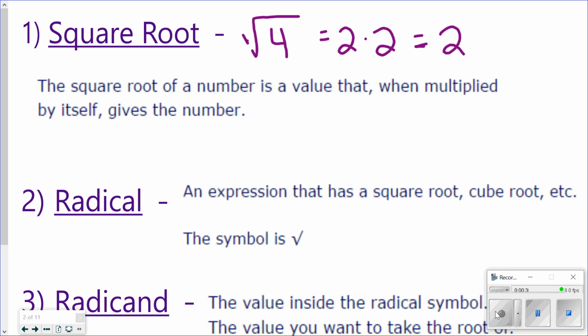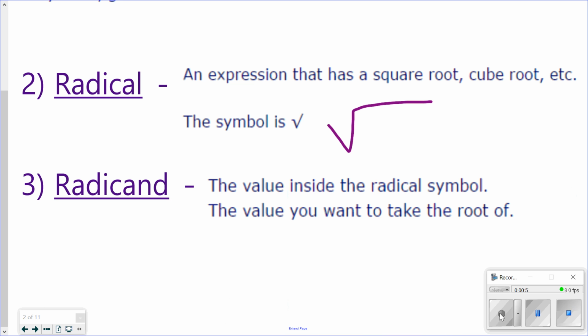The next term is radical, and a radical is the expression that has a square root, cube root, etc., and it is the symbol, which looks like this. That is a radical. And then finally, radicand, it's just the value inside the radical symbol, and it's the value you want to take the root of. So like our previous example, when we had the square root of 4, 4 would be the radicand.